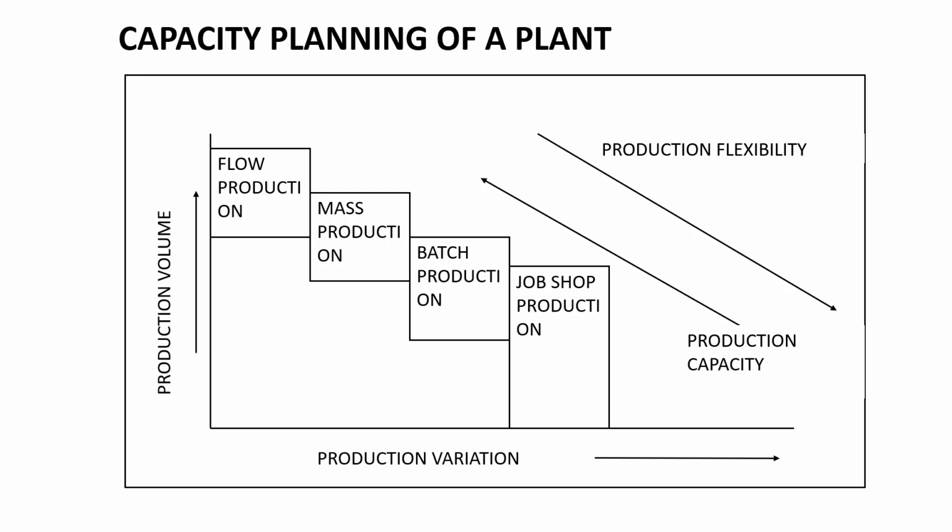So in mass production, product variation is lesser than batch but more than flow production. Next is the batch production, and finally is the job shop production, where the product variety is high but production volume is low. So with this we come to the end of today's session.